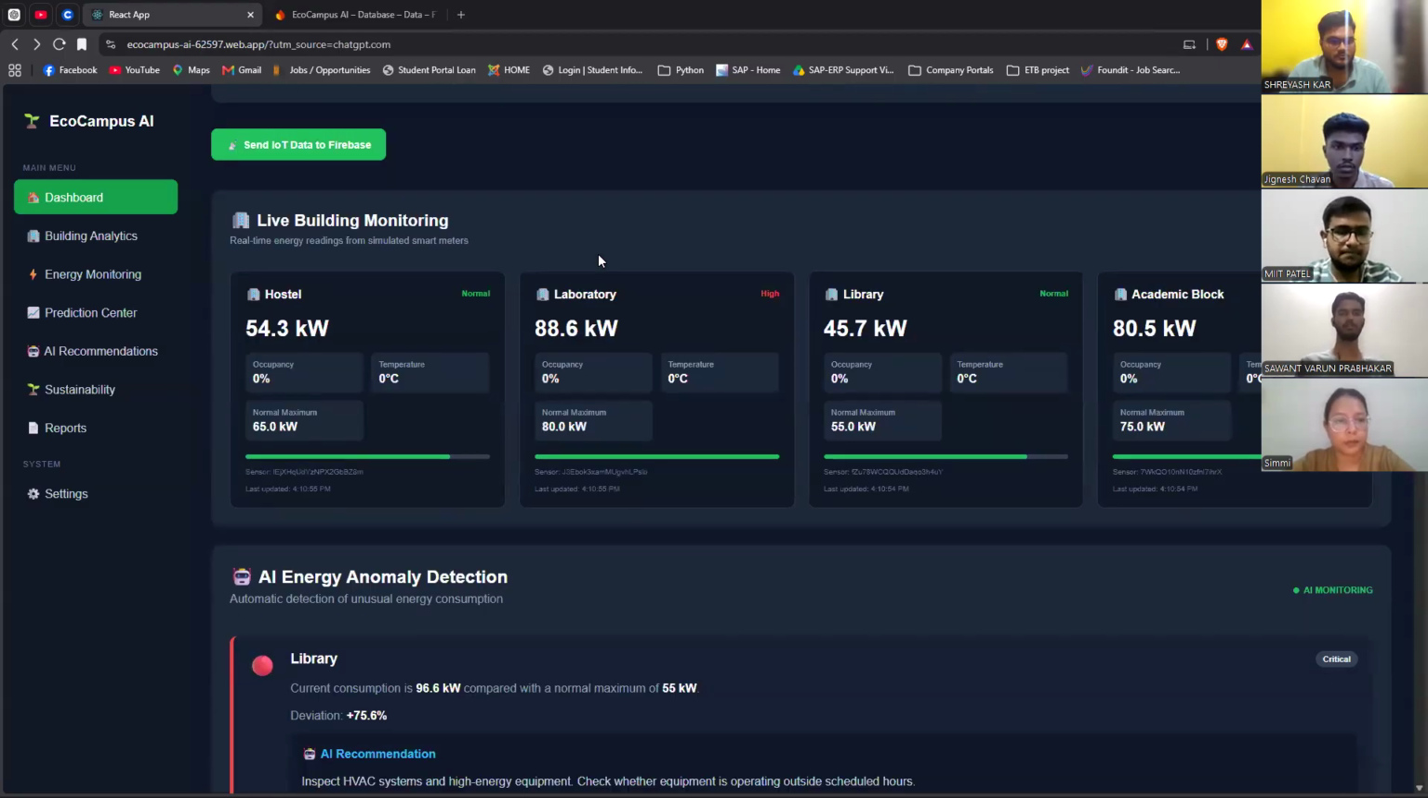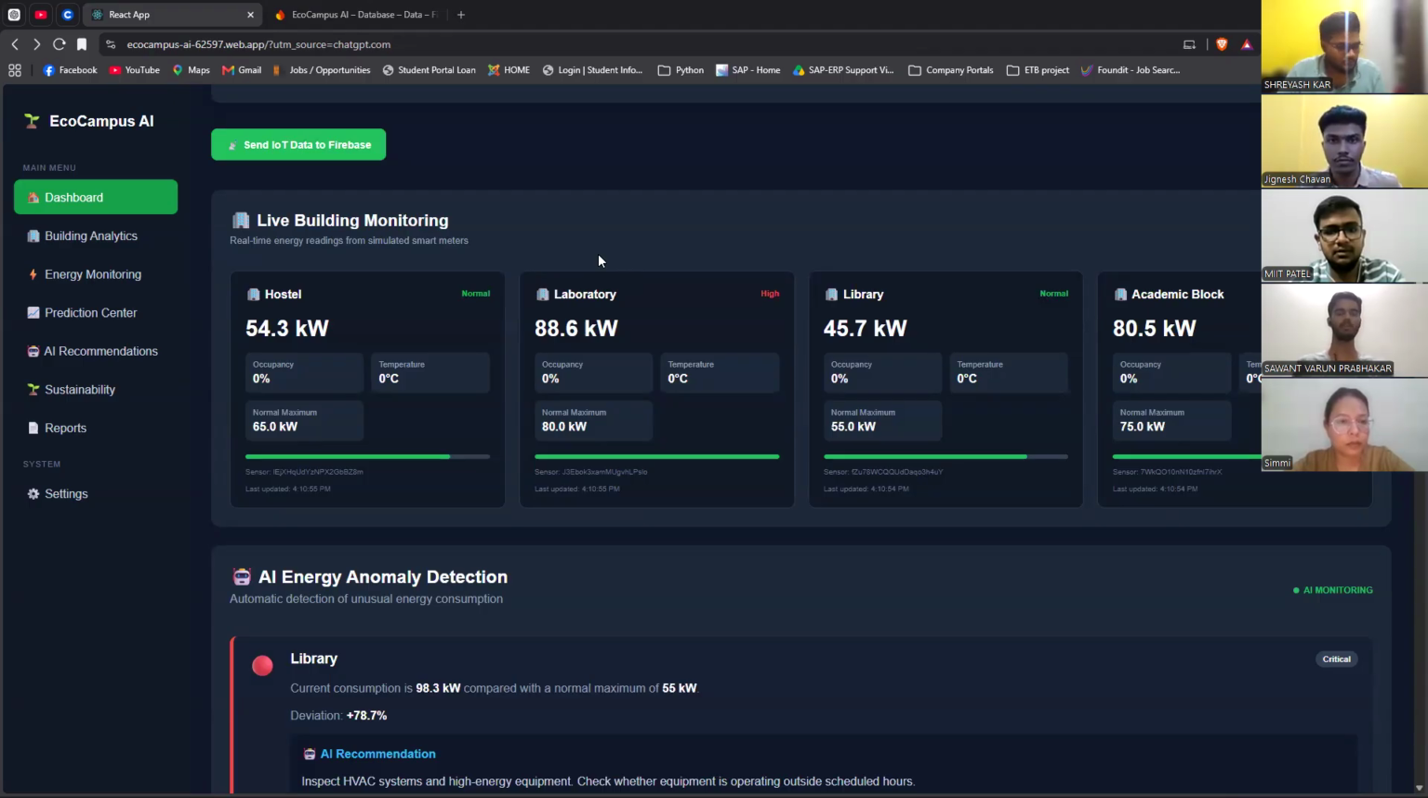Here we move from campus level information to individual buildings. For example, the prototype shows hostel at 54.3 kilowatts, laboratory at 88.6 kilowatts, library at 45.7 kilowatts, and academic block at 80.5 kilowatts. Each building is also compared against its normal maximum threshold.